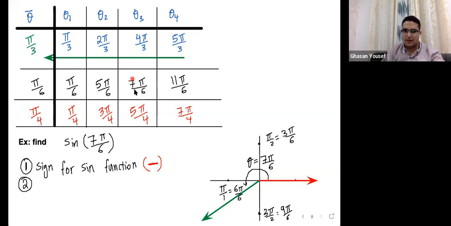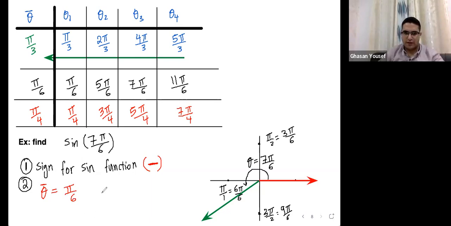And the reference angle of this is pi over 6. The reference angle of 7 pi over 6 is pi over 6. So step number 2, the reference angle of the angle 7 pi over 6 is pi over 6. So now the question is so easy to find. You just have to rewrite this in a different way.